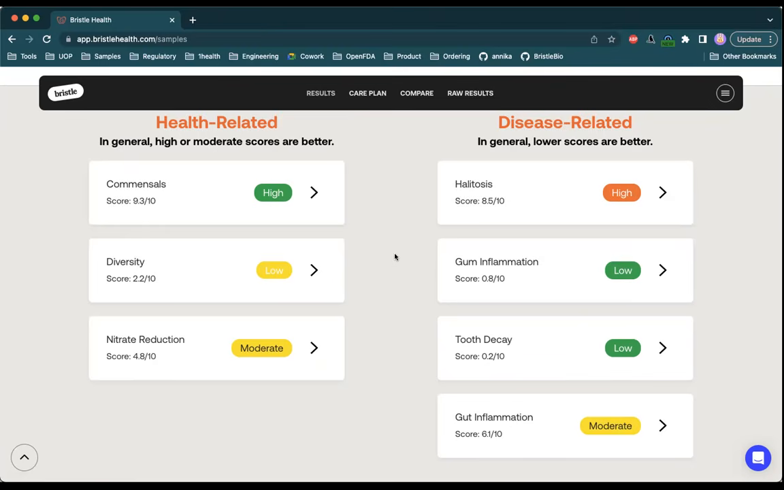This is 90% more information than you're getting when you see a dentist on a regular basis. And it's quantified and it's scientific. And that's why it's so powerful.